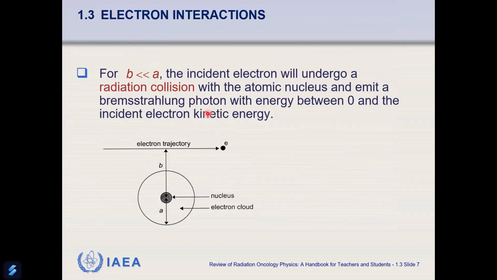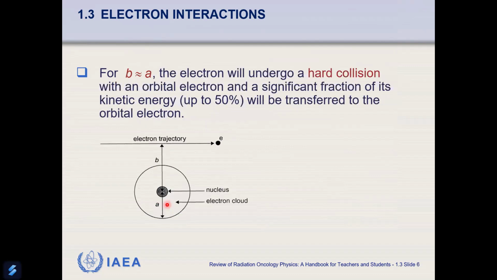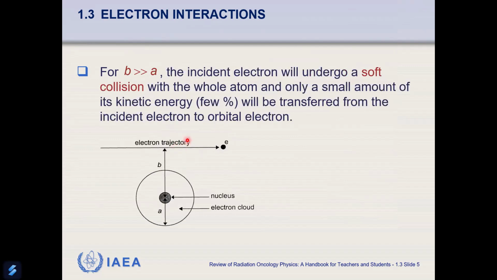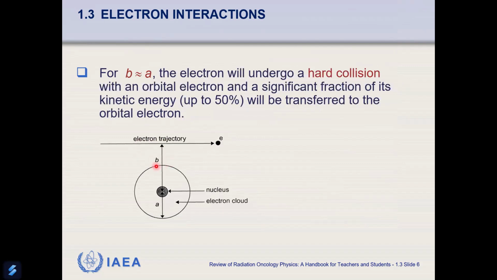What about if the impact parameter B is much smaller than A? What does it mean? It means the electron is much closer to the nucleus now. Remember, in the first case, the electron was far away, all right? So it will transfer a small amount of energy to the orbital electrons. If it's closer to the shells, it will transfer more energy to the electrons.